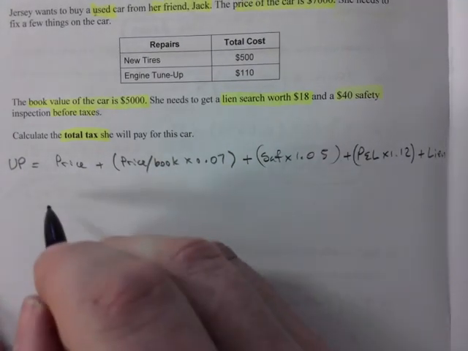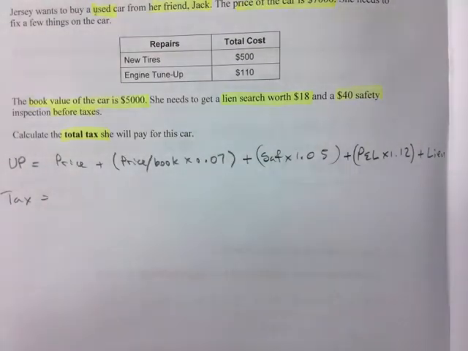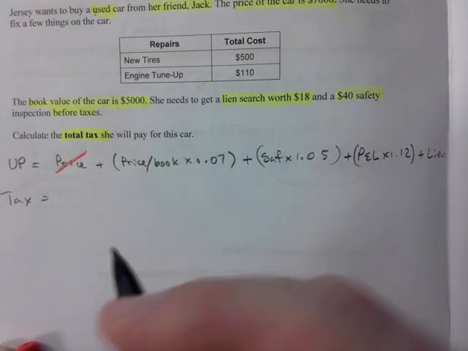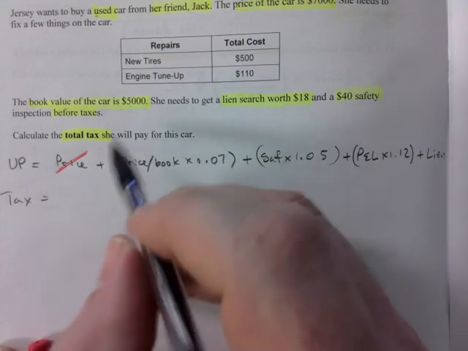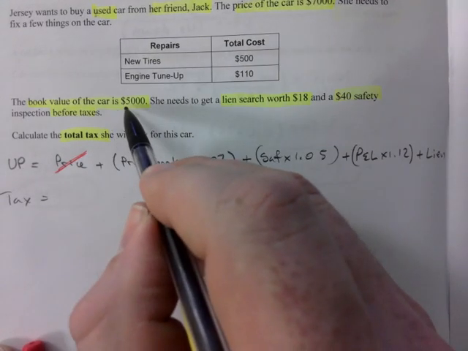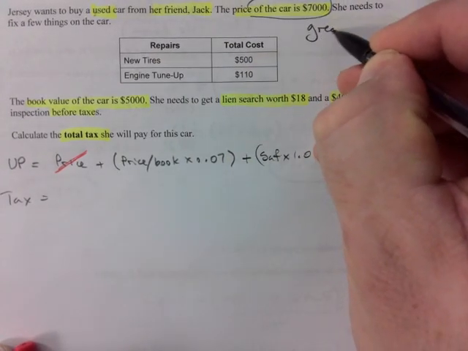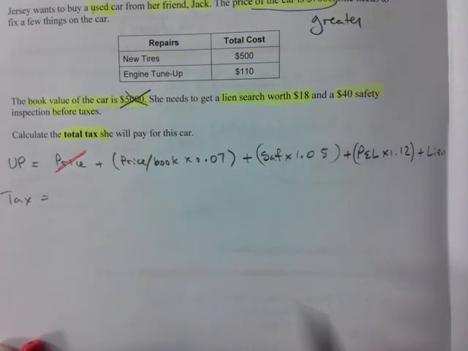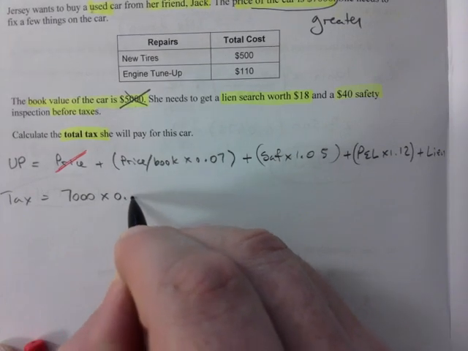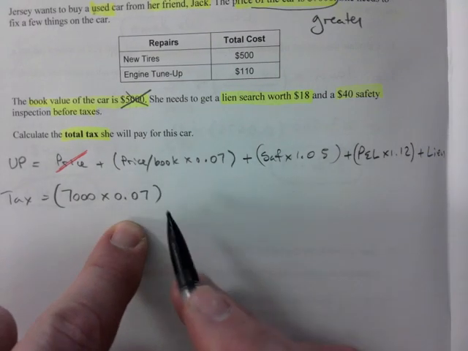So watch what we're going to do. Tax only. I'm going to cross this off. Watch. No, I won't need this. I just need this part right here. So I'm actually going to go, is the book greater than the price? The book value is just for looks in this one. I'm going to say greater. So this one can be scratched. So I'm just going to say 7,000 times 0.07. That is the PST part. So that would give me the PST taxes.